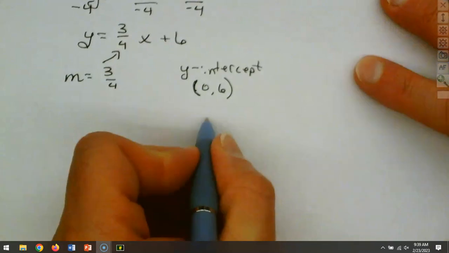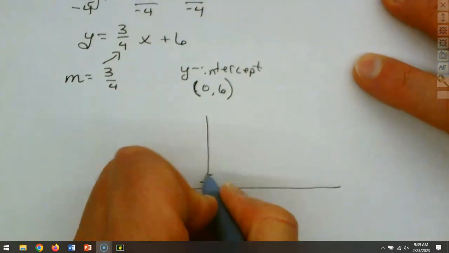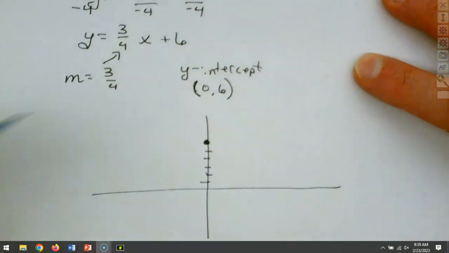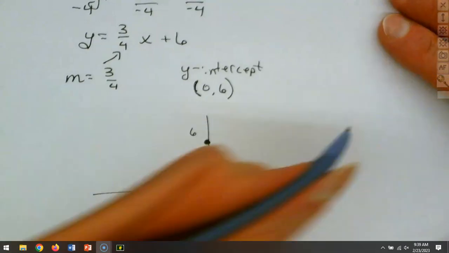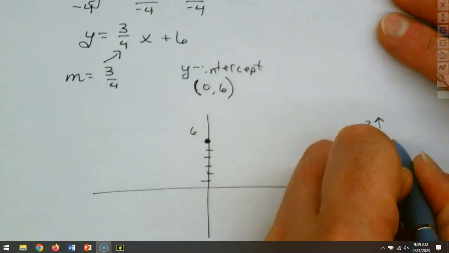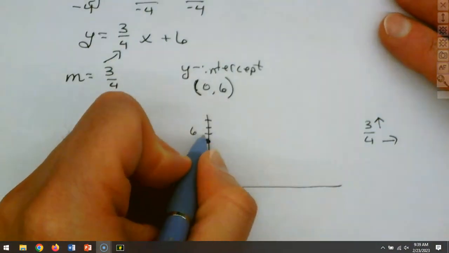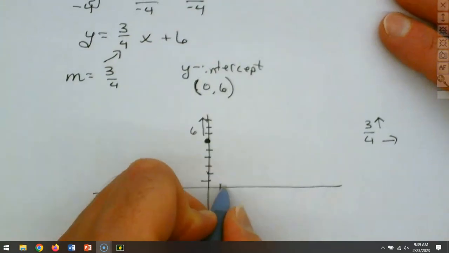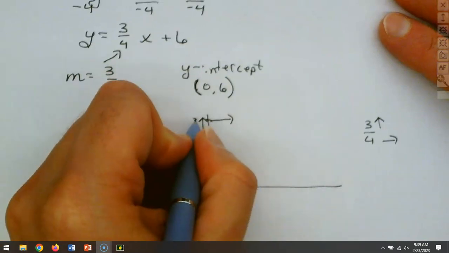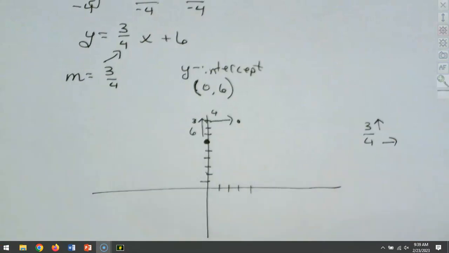And so where are we going to start at? We're going to start up 6 units. And that's going to be right about there, 6 units up. And then our slope is 3/4. So that means we go up 3 and we go over 4. So 1, 2, 3, up 3, and then over 1, 2, 3, 4. Make our new dot, and then simply connect them together.